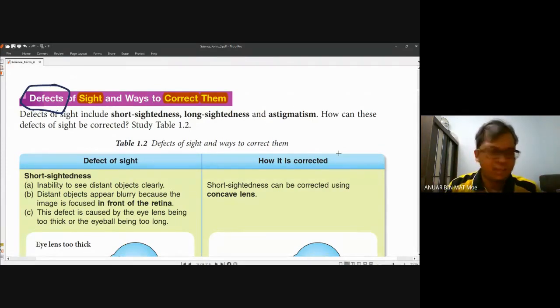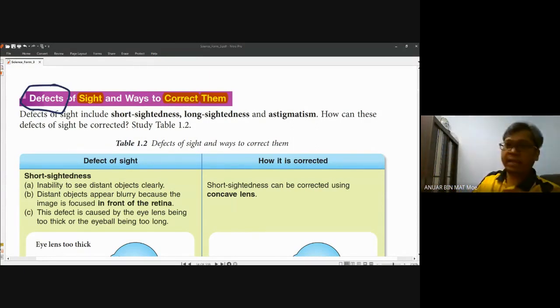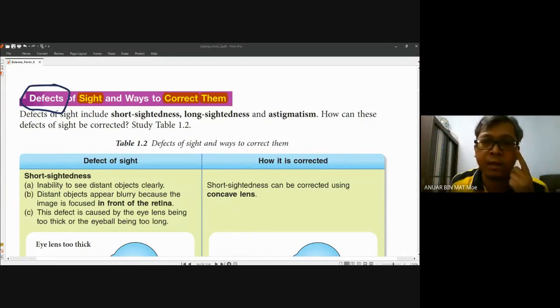For example, I give you a very simple example. Right now, I am wearing spectacles, right? Because I cannot see far objects. When I see a very distant object, it is very blurry. I cannot read the book like this. I cannot see the book if I'm not wearing spectacles. So, in conclusion, my eyes have defects. Okay, mata saya ni sudah rosak lah sedikit. Kan? Sebab itu, that's why I need to wear glasses.